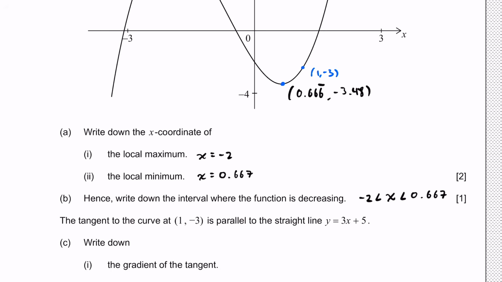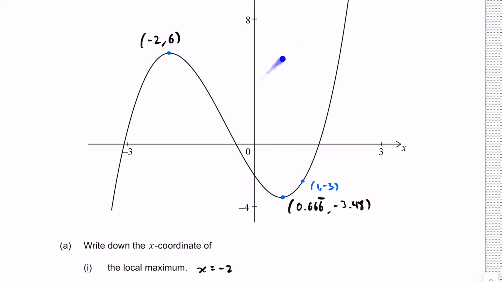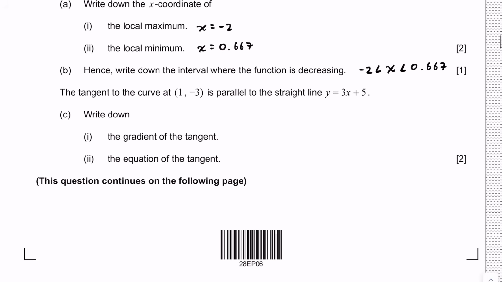And they tell us there's a tangent. A tangent to the curve is parallel to the line y equals 3x plus 5. Y equals 3x plus 5 is actually somewhere up here, but we know that this tangent is parallel to it, so it has the same slope. So if they're asking us about the gradient of the tangent, it's parallel to this line right here. This line right here has a slope of 3. So the gradient of our tangent as well must have the same slope of 3.